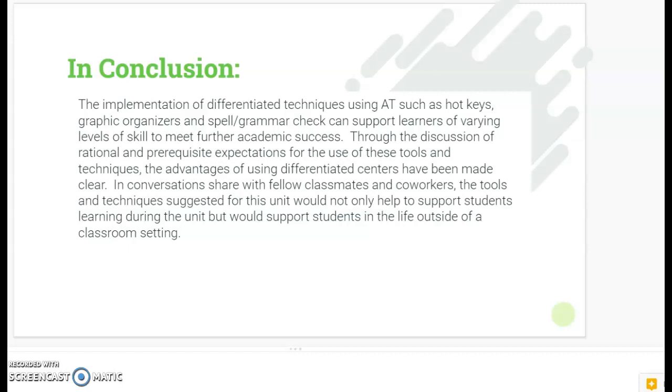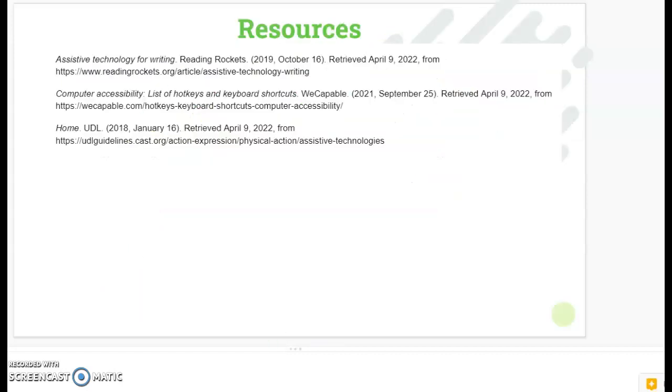As far as my resources, I used two websites from Reading Rockets. I used one from We Capable and then the UDL Guidelines.